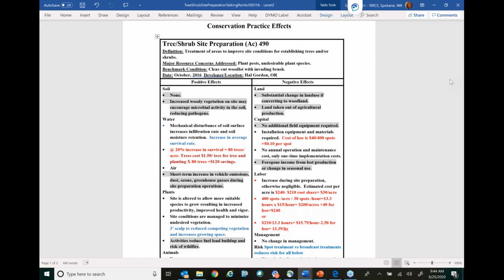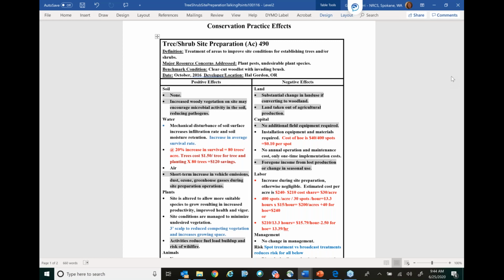We talked about labor. Now, if they're going to pay someone to do it, then they got 400 spots, and say this person isn't used to doing that kind of work, so they can only do 30 spots an hour. That's 13 hours to get the site prep done. Times $15 an hour, that's $200 an acre, plus the hoe, your whole investment's $240 for that acre.